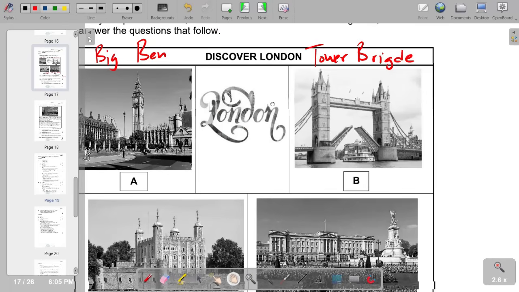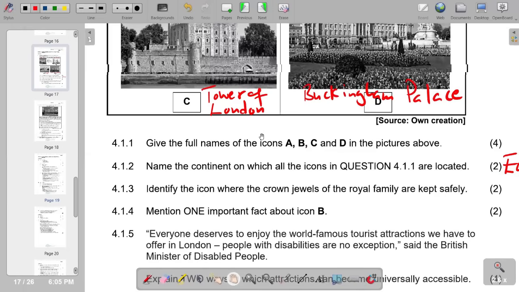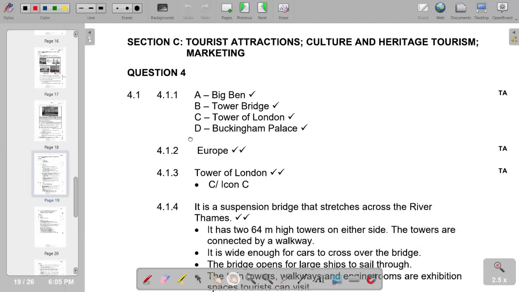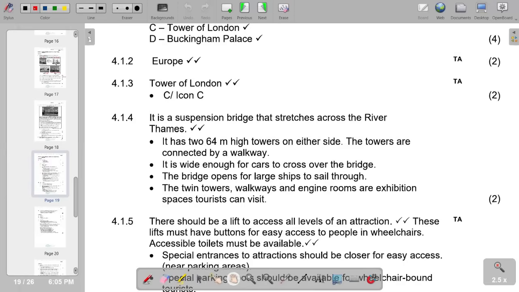Then the question requires us to mention one fact about that Tower Bridge. So you see that it is a suspension bridge that stretches across the River Thames, and it has two 64-meter high towers on either side. The towers are connected by a walkway, and it is wide enough for cars to cross over the bridge, and the bridge opens for large ships to sail through. The twin towers, walkways, and engine rooms are exhibition spaces tourists can visit. So any one point can be correct according to the requirements of the question.